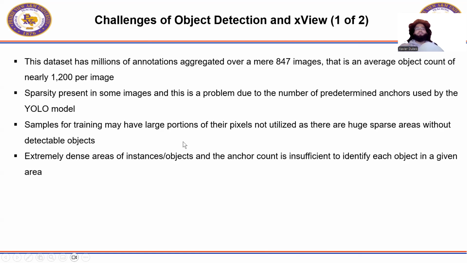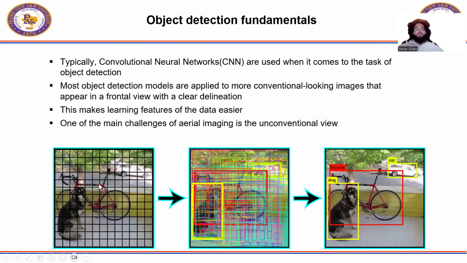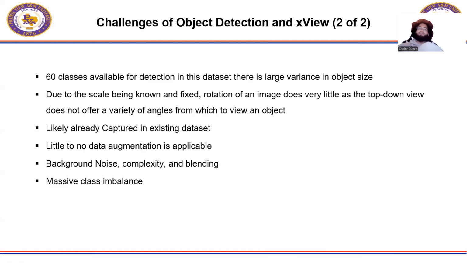And then you also have extremely dense areas where the anchor count may be insufficient to identify each object in a given area, because anchors are, if we go back to that grid, these grids are very large. I could fit several homes, hundreds of cars in a parking lot, all in this one anchor. That is incredibly difficult when it comes to identification.